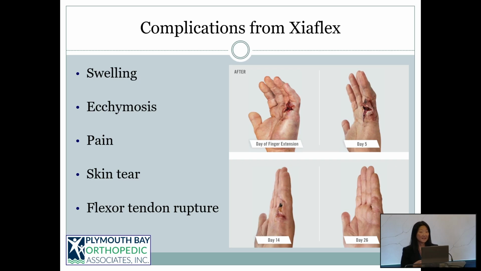The most devastating complication, though, would be a flexor tendon rupture. So the collagenase is not specific to Dupuytren's. It will eat through any collagen that you put in front of it. So if you inject the XIAFLEX too deep, you can dissolve the flexor tendon, and then it can rupture. So it's really important to know how to do the procedure well.